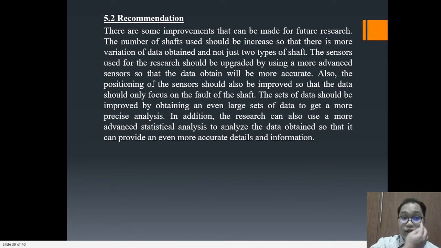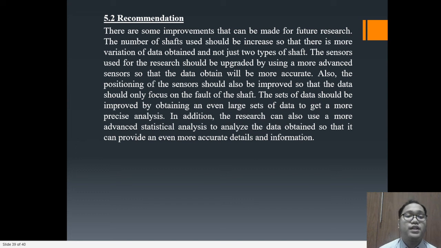Lastly is the recommendation. There are some improvements that can be made for future research. The number of shafts should be increased so that there is more variation of data obtained, and not just using two types of shaft. The sensors used for the research should also be upgraded by using a more advanced sensor so that the data obtained will be more accurate.